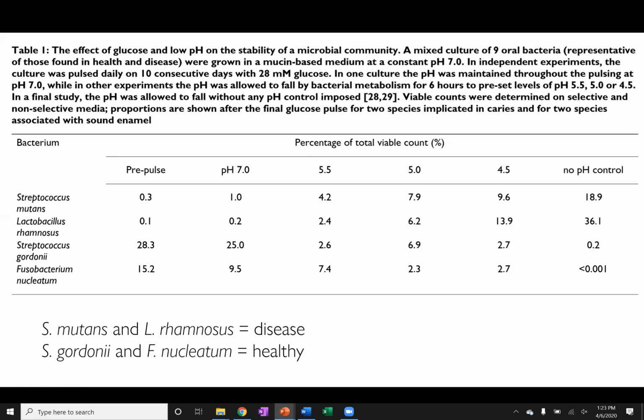It's looking at how glucose and pH affect the stability of a microbial community. So this is a basic example. We have 9 cultured oral bacteria that are representative of those found in healthy and diseased gum, and they're grown at a pH of 7. What they did was alter the pH of the media to see how it would affect the growth of the organisms. So for instance, Streptococcus mutans and Lactobacillus rhamnosus are disease-causing organisms, whereas Streptococcus gordonii and Fusobacterium nucleatum are healthy. And what you'll notice is that at different pHs, we have different levels of biofilm for different percentages of viable cultures.